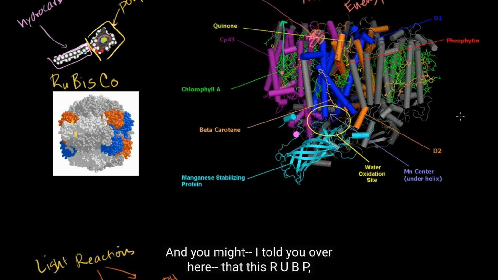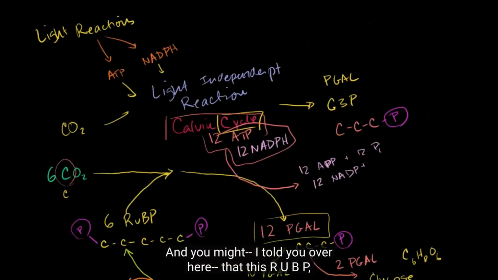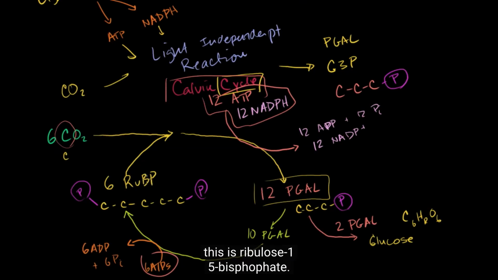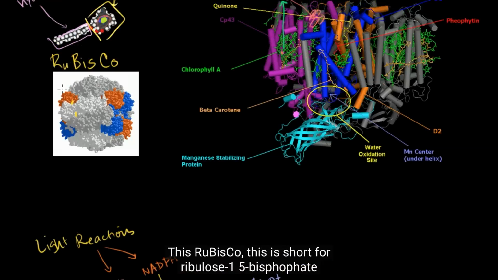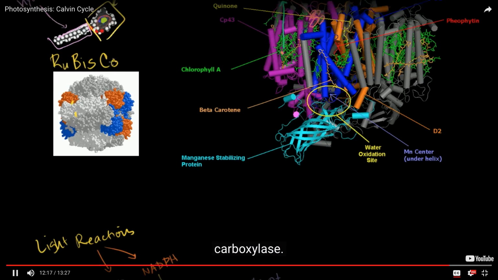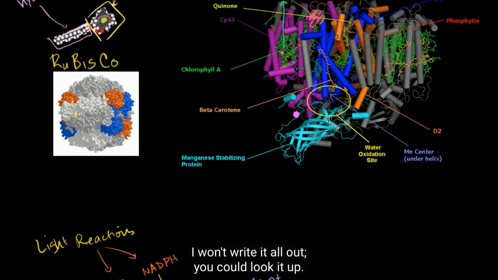And I told you over here that this RuBP, this is ribulose 1,5-biphosphate. This rubisco, this is short for ribulose 1,5-biphosphate carboxylase. I won't write it all out. You can look it up, but it's just telling you, look, it's an enzyme that's used to react carbon and ribulose 1,5-biphosphate.